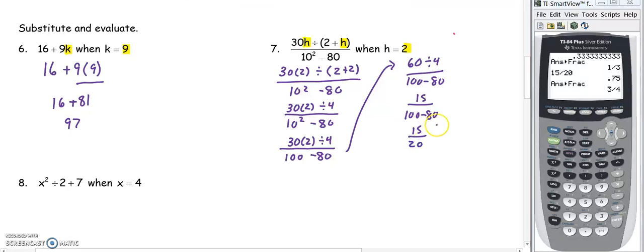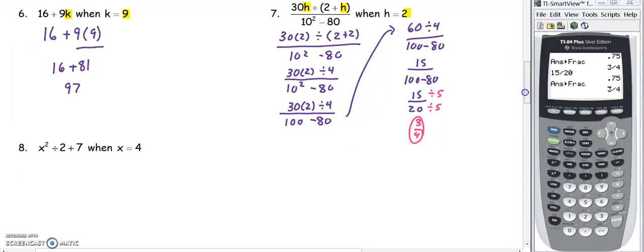Both of these numbers can be reduced by 5. So my fraction reduces to 3/4. I can also type 15 divided by 20 into the calculator and then hit math, enter, enter, and get the fraction of 3/4.